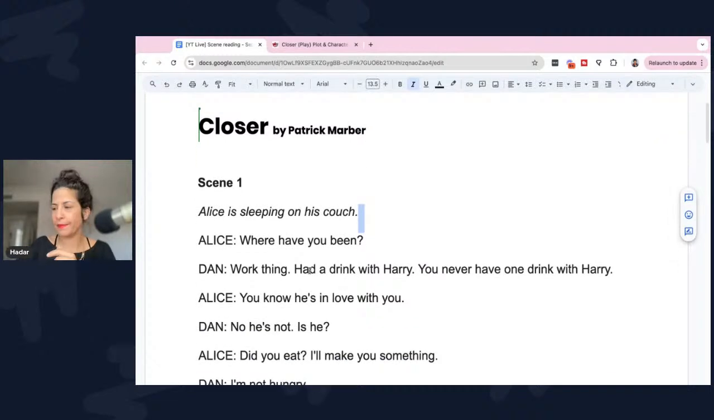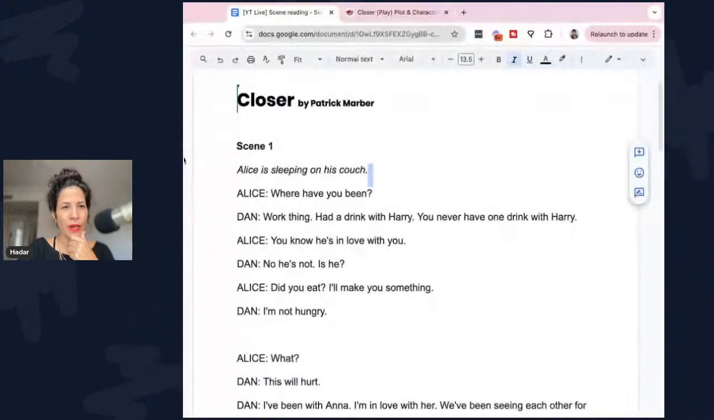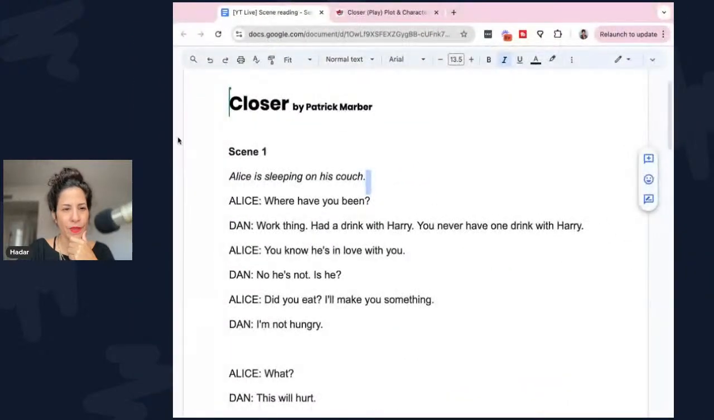So scene 1, Alice is sleeping on the couch. Alice: probably surprised, right? Because she was looking for him. So we want to put it in her voice in a way. Where have you been? Because it's a question. Where have you been? I would also say that the stressed words are where and been. Where have you been?